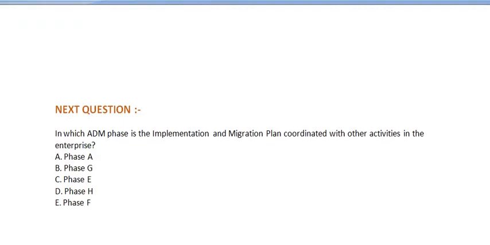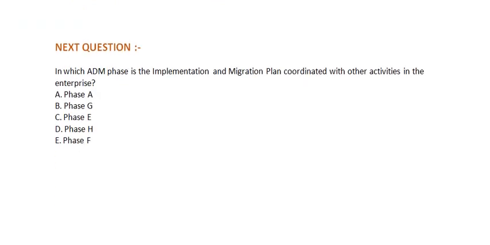Next question is, in which ADM phase is the implementation and migration plan coordinated with other activities in the enterprise? Option A, phase A. Option B, phase G. Option C, phase E. Option D, phase H. And option E, phase F. The correct answer is option E.